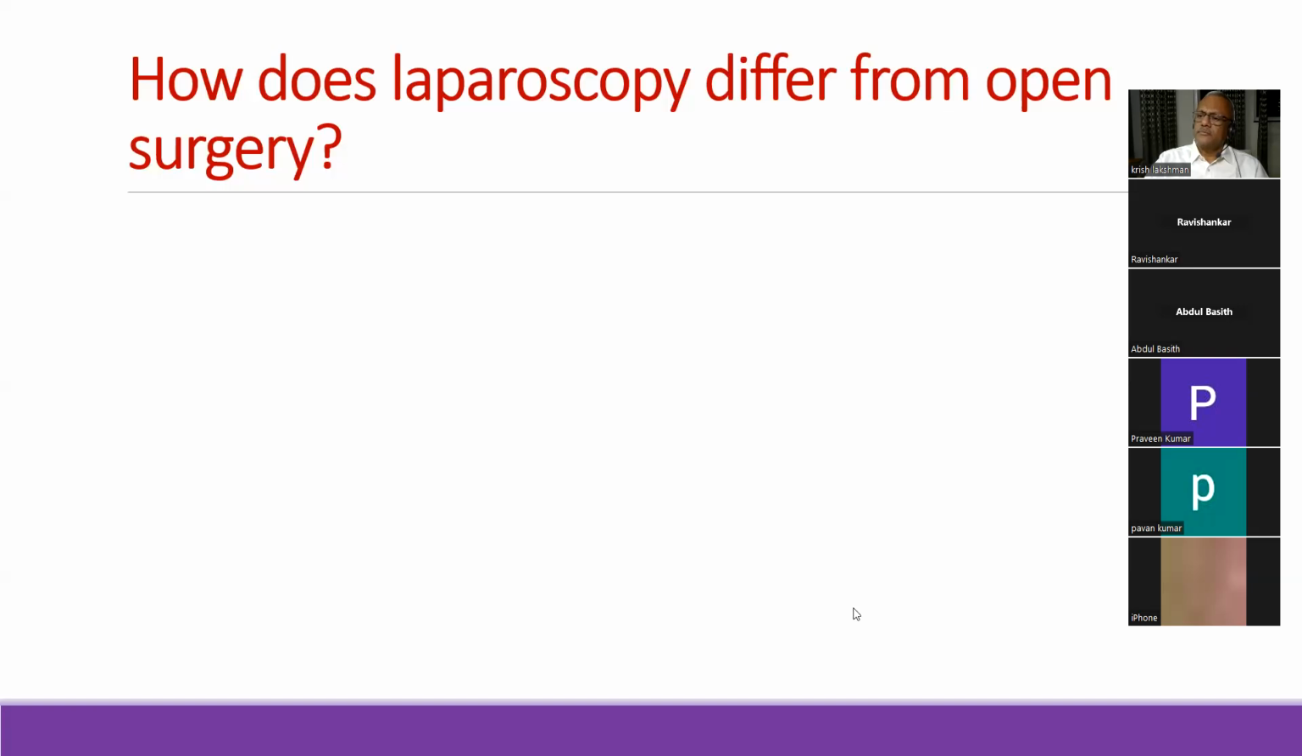Sir, normally in open surgery, we will be doing it under our vision, and it will be direct vision. But through a laparoscope, we will be seeing through a single camera, single vision. So there will be no hand-eye coordination. What you're describing is monocular vision. Okay, yes, sir. But what is hand-eye coordination?